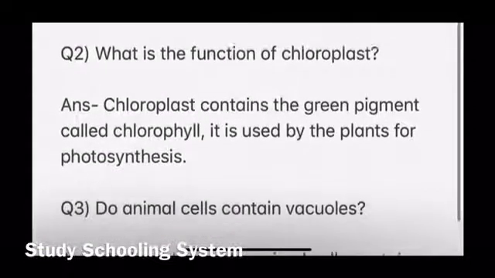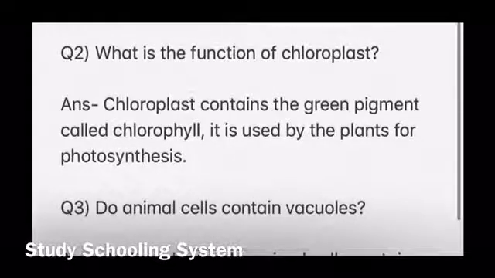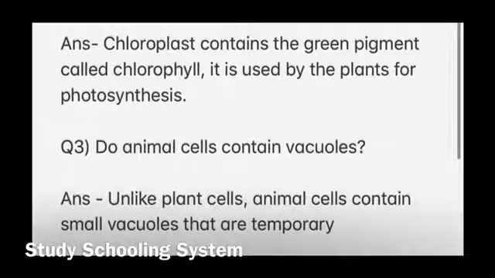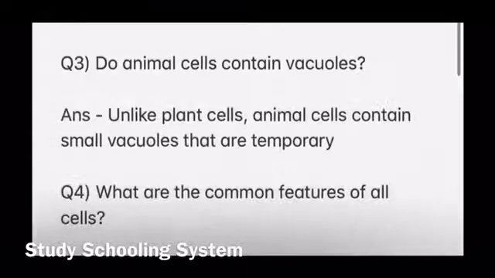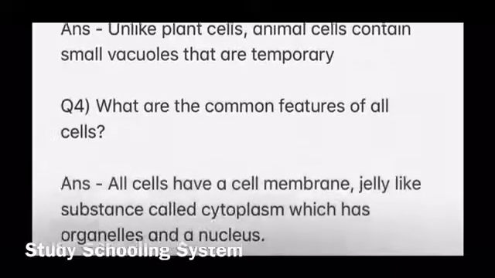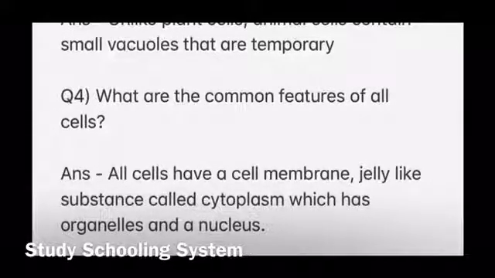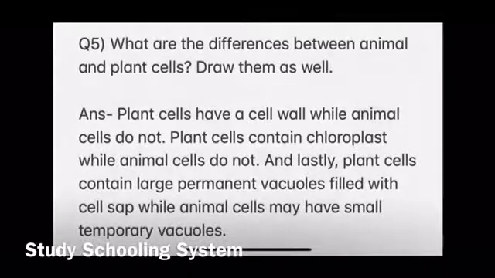Your third question is, do plant cells contain vacuoles? If you recall correctly, if you have read the chapter and paid attention in class and hopefully understood well, you will remember that plant cells are the ones that have large permanent vacuoles, whereas animal cells, unlike plant cells, contain small vacuoles that are temporary, right? And then the fourth question is, what are the common features of all cells? If you remember correctly, all cells have a cell membrane, a jelly-like substance called cytoplasm, which has organelles, and a nucleus.